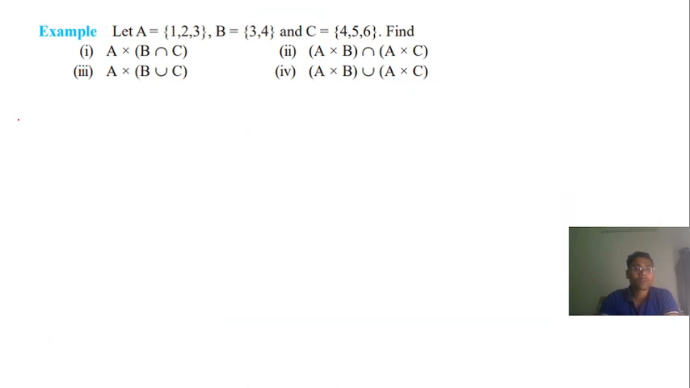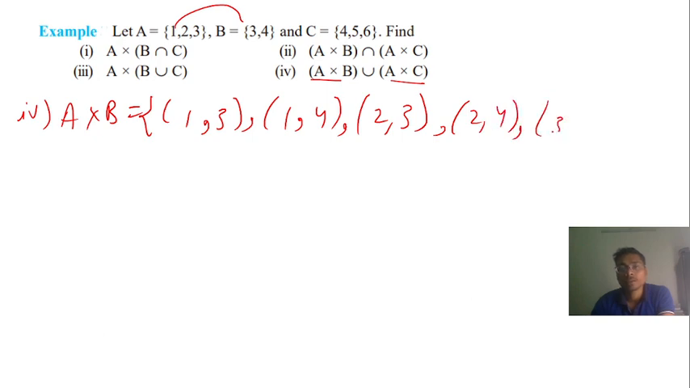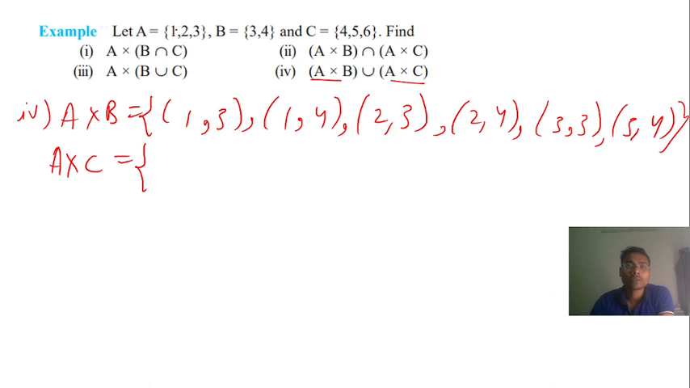For doing part 4, we need to find A cross B and A cross C. So I'm finding A cross B right now. A cross B will be writing all the elements of A and B. So I'm writing 1, 3, 1, 4, then 2, 3, then 2, 4, then 3, 3, and then 3, 4. A cross B is written. Now we need to find A cross C. A cross C will have 3 rows and 9 terms. So with 1 we need to write all this: 1, 4, 1, 5, and 1, 6.